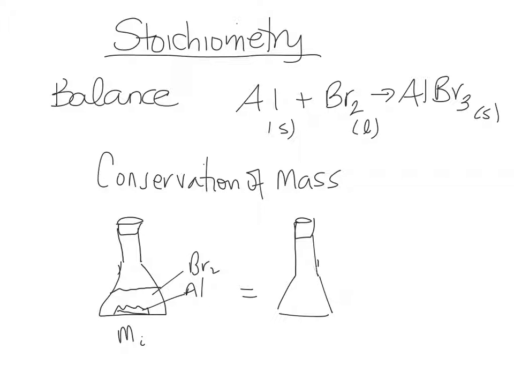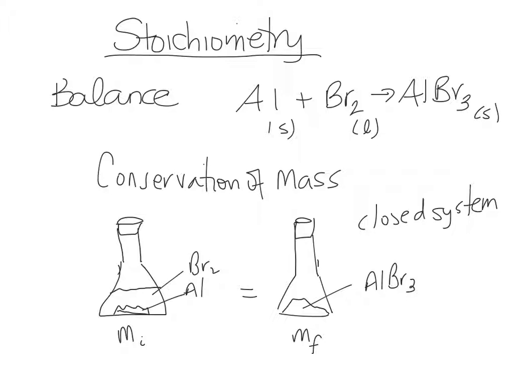If we had a flask with aluminum and liquid bromine, the mass before would equal the mass after when we have aluminum bromide. It's in a stoppered flask, so it's in a closed system. No matter can enter or exit our flask.